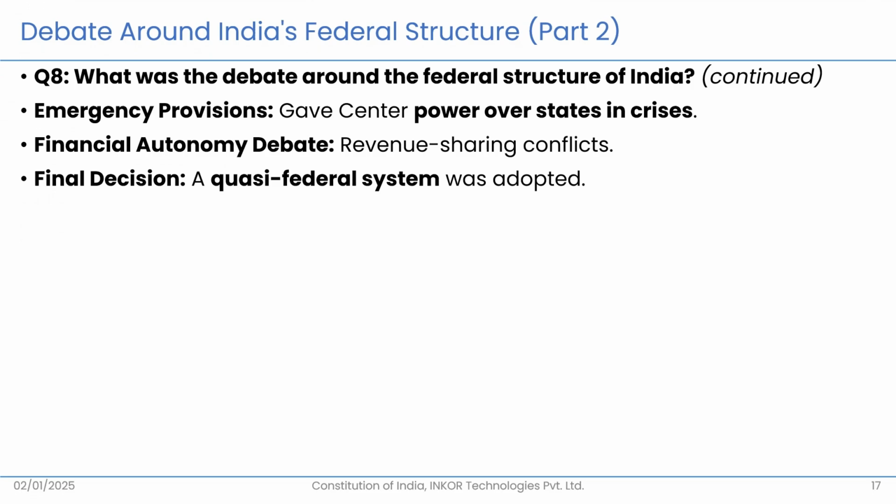Another key point of debate was emergency provisions. Some members feared that giving the center control over states in crises could lead to misuse of power. However, the final decision allowed emergencies to be declared only under strict conditions. Financial autonomy was another contested issue. States demanded more control over revenue, while the center argued for national economic stability. In the end, revenue-sharing mechanisms were designed to ensure fair distribution of resources. After careful consideration, a quasi-federal system was adopted, meaning India would be federal in structure but unitary in spirit, allowing flexibility in governance while ensuring national unity.